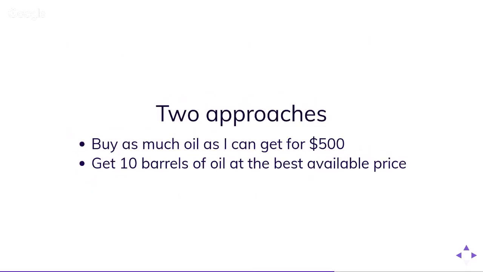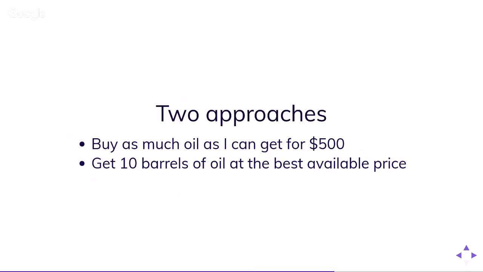Again, you might end up paying $500 for that 10 barrels of oil, but here you are framing it in terms of, I need this much oil. Maybe I've got a fleet of vehicles that I've got to run, and it doesn't matter what I have to pay to get this 10 barrels of oil. I need 10 barrels of oil. So you can specify, I need 10 barrels of oil at the best available price. There's also the flip side of these: sell as much oil as I can for $500, or sell these 10 barrels of oil. Generally with commodities, if you're selling, you'd be trying to sell everything you have.